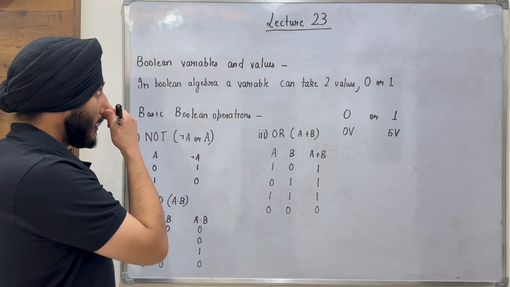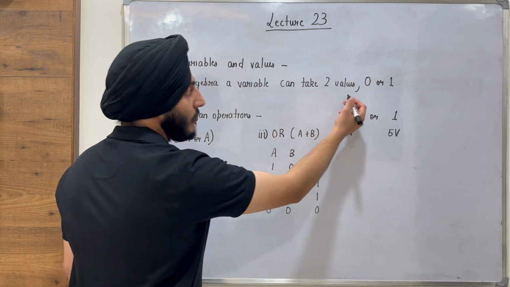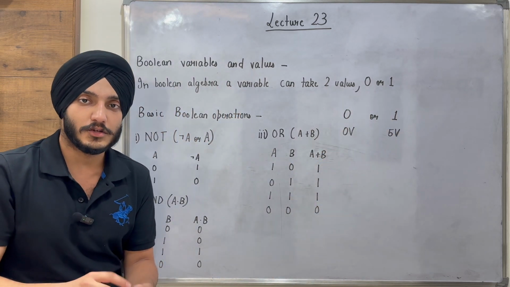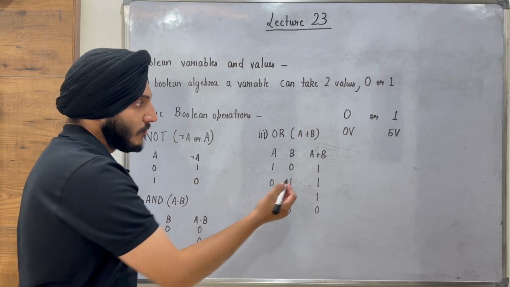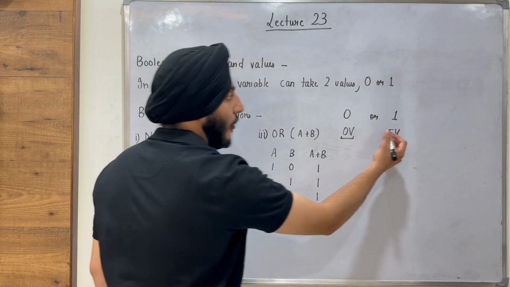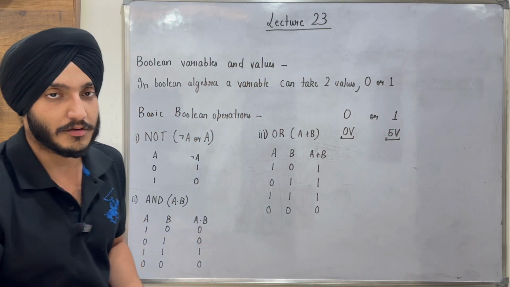Basically, in Boolean algebra, a variable can take two values, 0 or 1. Just like I said, right, there's only two values possible. Either it can be a value 0, which basically corresponds to 0 volts flowing through the circuit, or it could be 1, which basically means 5 volts or some kind of a voltage flowing through it, right?